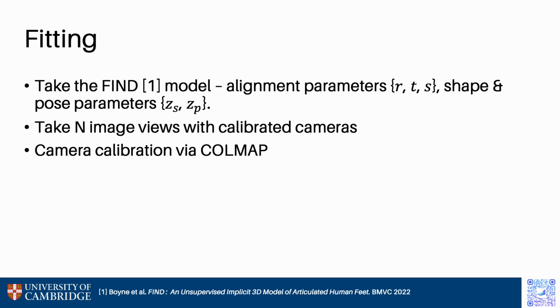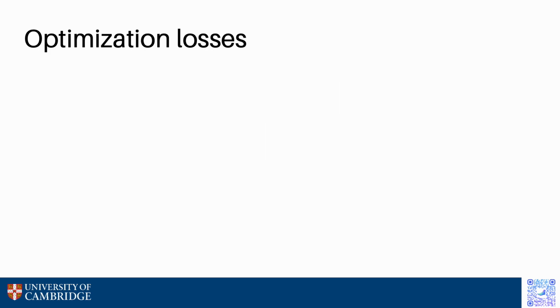We start with a parameterized model introduced in previous work, the FIND model. This model is characterized by an affine transformation of rotation, translation, and scaling, as well as shape and pose embeddings. As input data, we have n image views with calibrated cameras. Here, we use our benchmark reconstruction dataset introduced in this paper, Foot3D Multi-View, whose cameras are calibrated via COLMAP. We run our 2D predictive networks on every image and then are ready to apply our losses during optimization.